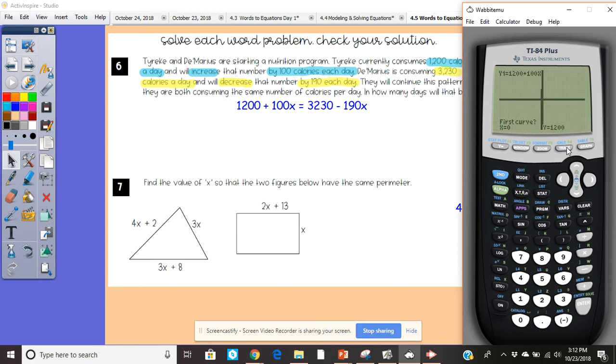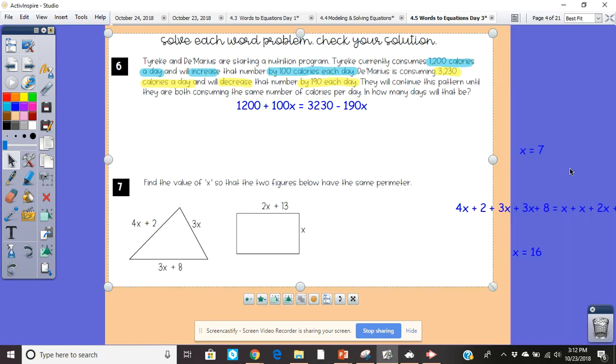Now let's try it. I get x equals 7. So that means after 7 days, they will be eating the same amount of calories. So number 7 is another one of the perimeter problems.